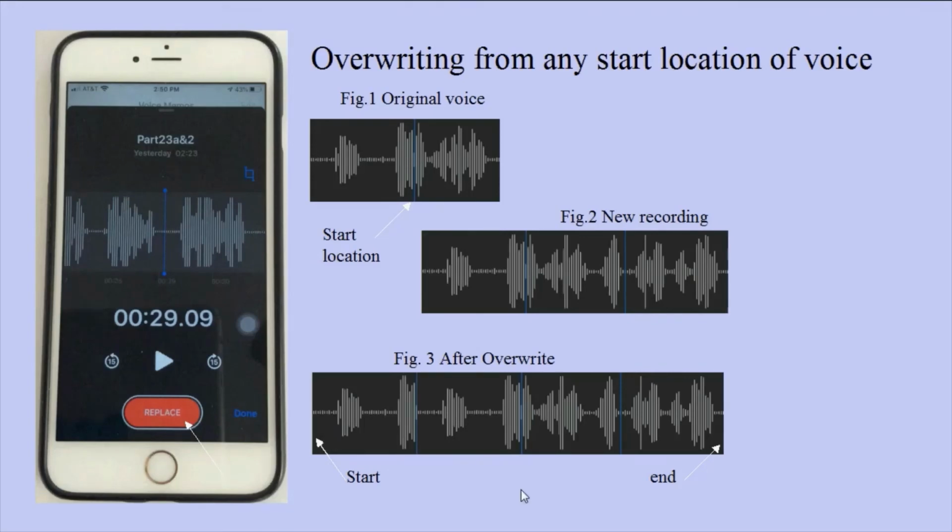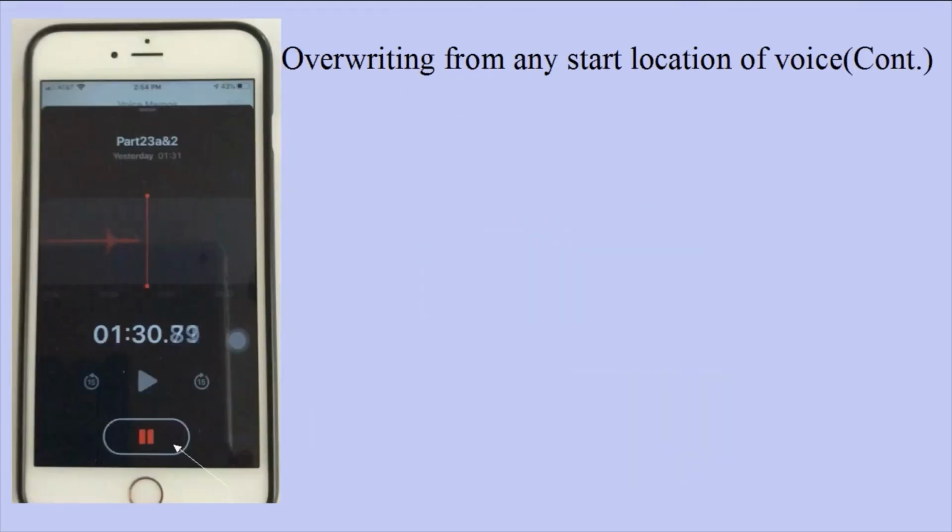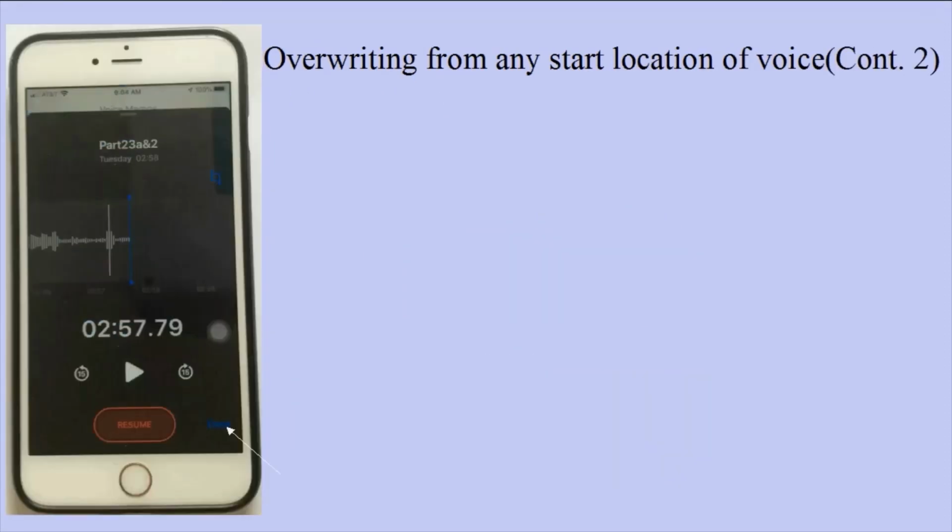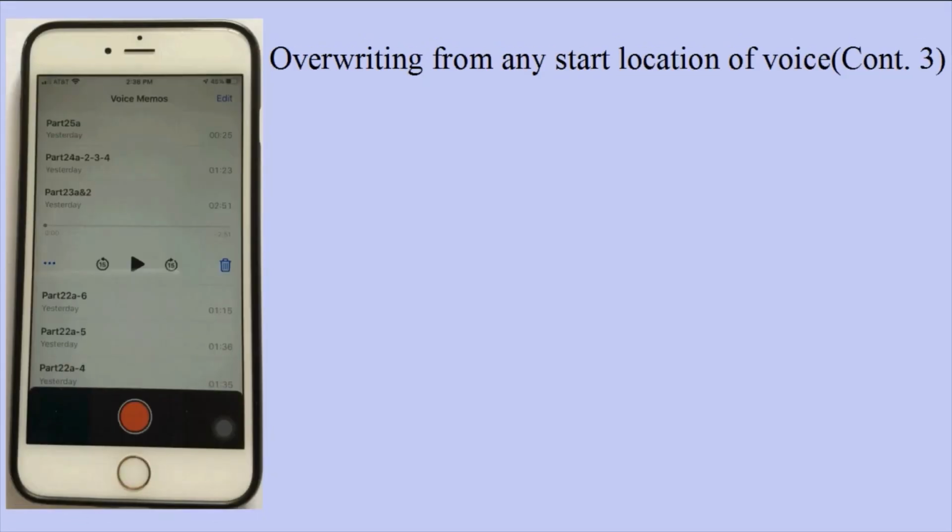Figure 1 is the original voice. You first decide the location where you want to start the recording. Figure 2 is a new recording. Figure 3 is the result. The new recording will overwrite the original voice from the start location. Click the replace button. Click the stop button. Click the done button. Editing is finished and returns to the file selection page.